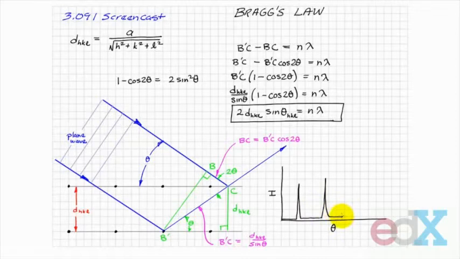We call these reflections. This is called a diffraction pattern. And the position of the peaks is determined by the crystal structure.